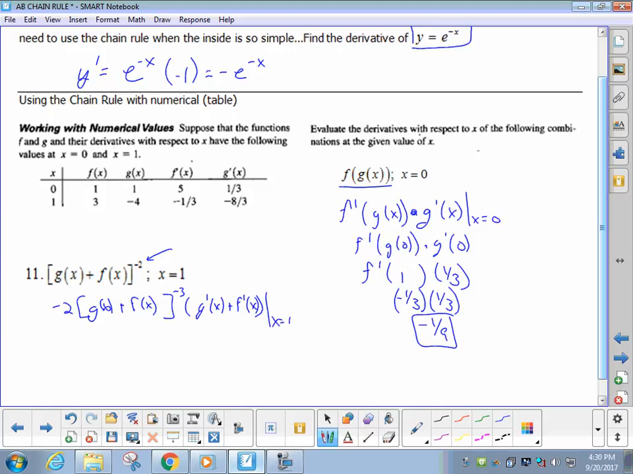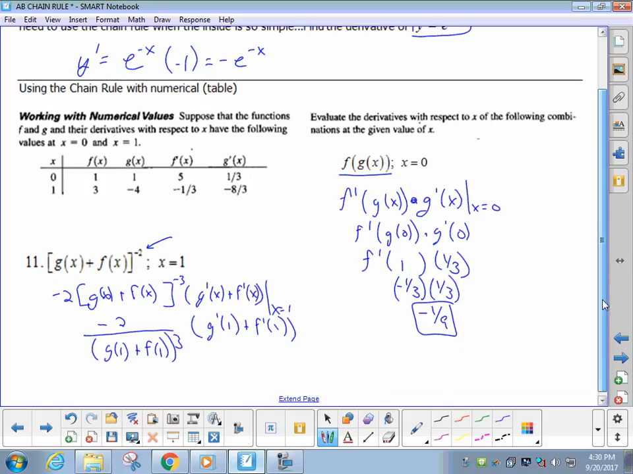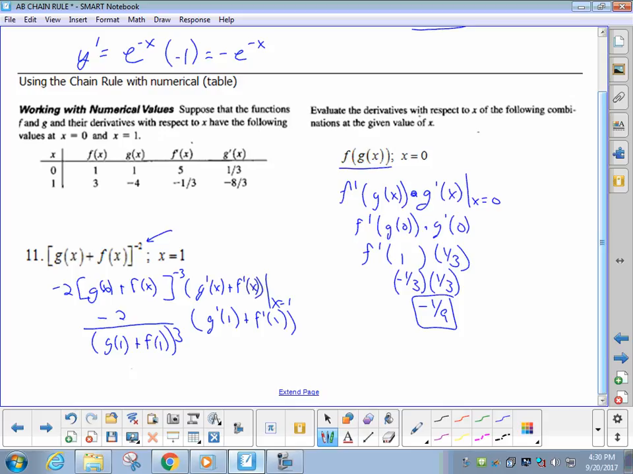Now I need to evaluate that at 1. So this would be negative 2 over g of 1 plus f of 1, and all that cubed, times g prime at 1 plus f prime at 1. Plug it in from the table. I get g at 1 is negative 4. f at 1 is 3, and all that's cubed, times g prime at 1, which is negative 8/3, and f prime at 1, which is negative 1/3.